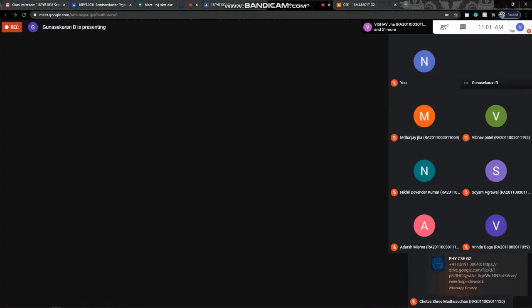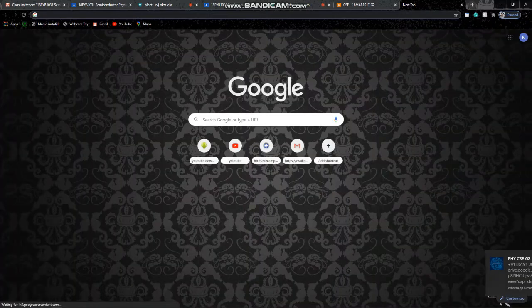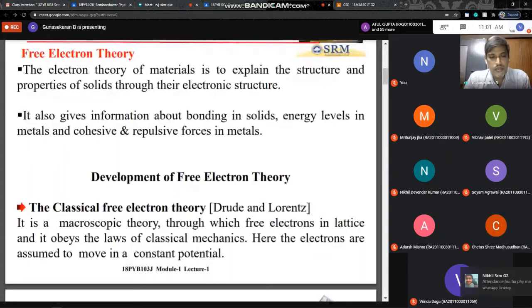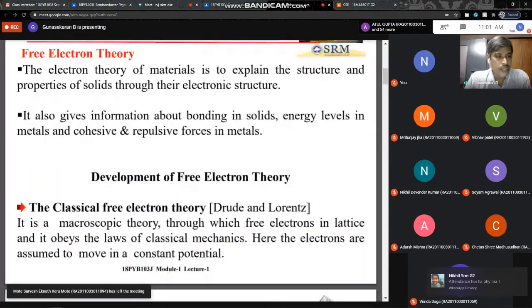Okay, now we start. The free electron theory was developed initially in 1900, and in the classical theory there are many concepts. The classical free electron theory was first introduced by Drude and Lorentz in 1900. It is similar to the basic kinetic theory of gases, which I mentioned yesterday.